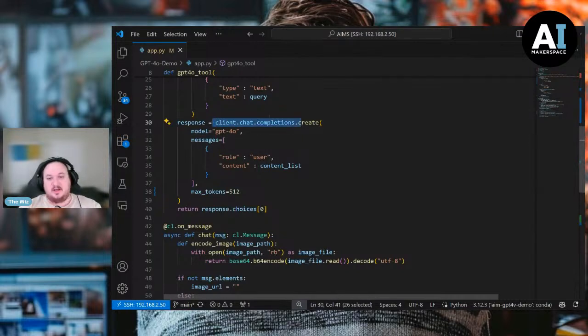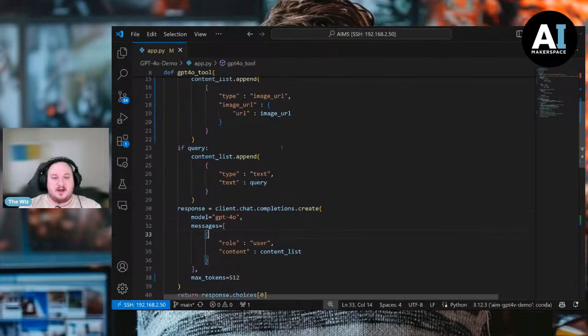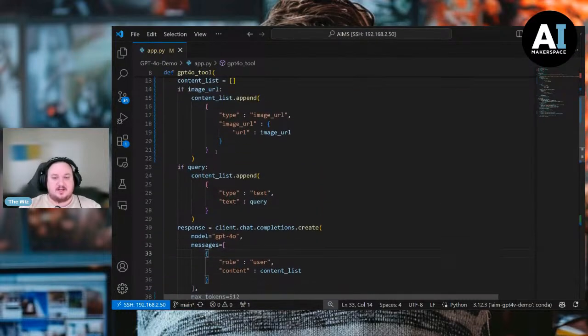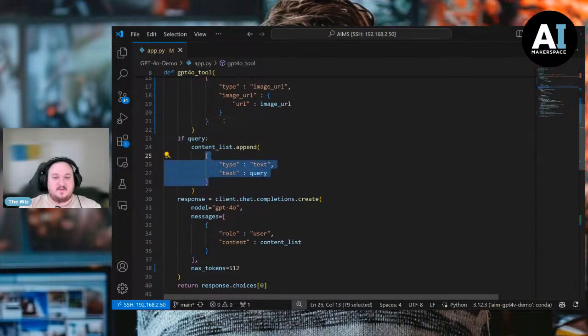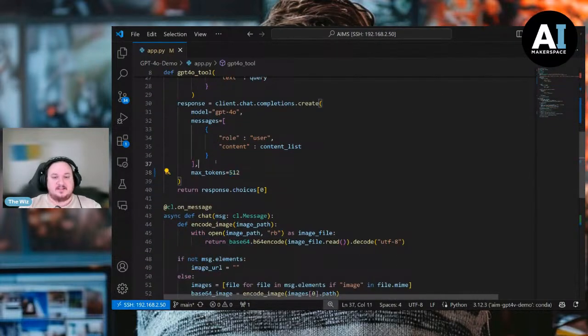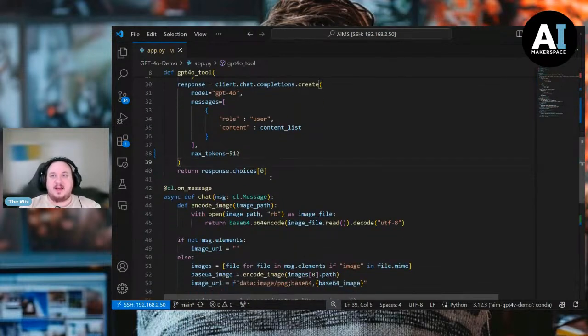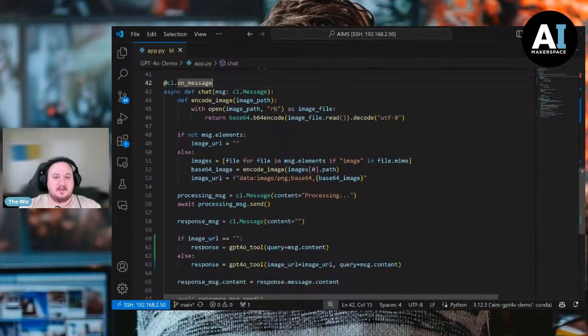When it comes to our actual generation, couldn't be easier. We use the same old client chat completions create. We pointed at GPT-4o. We give it our messages list. We add our content into our content list, which can either contain just the image information or just the text information or both. And then we have this artificial limitation on how many tokens it's going to generate. In this case, 512. The math one can get kind of long, but otherwise we just want to keep things short. And then we just return the top choice.